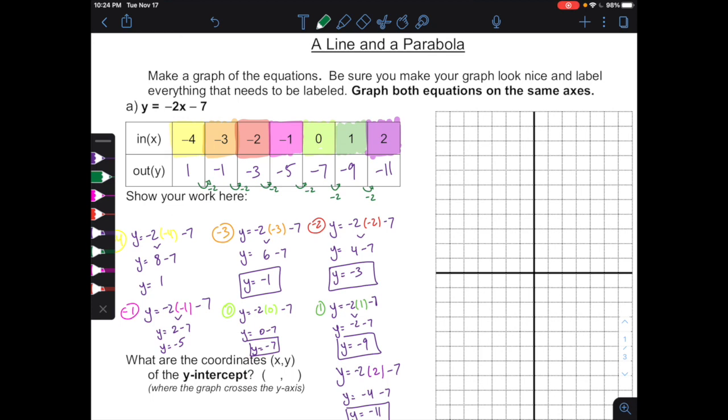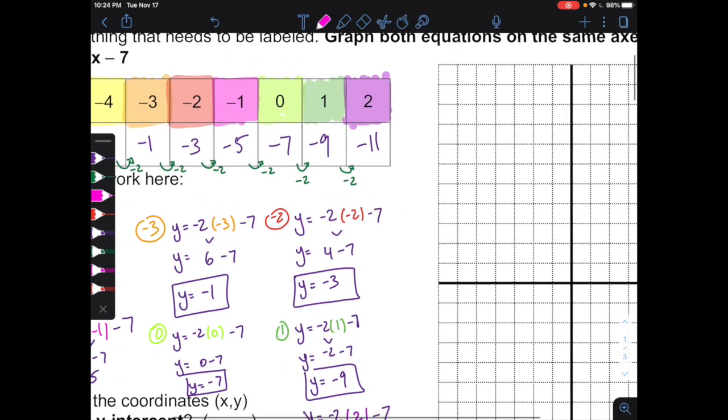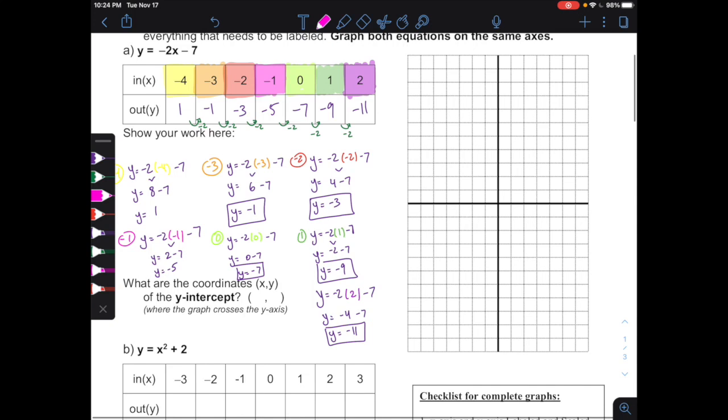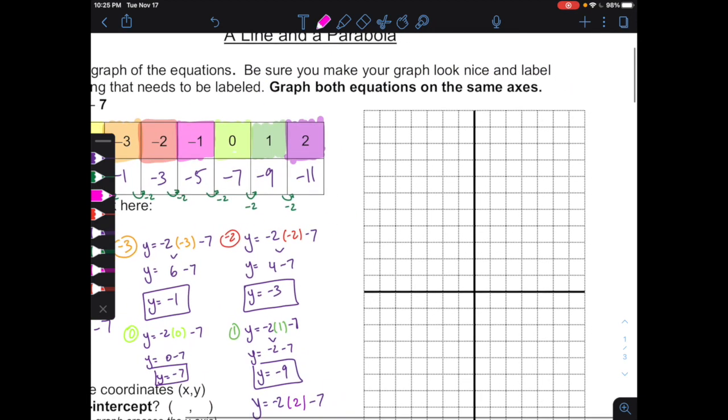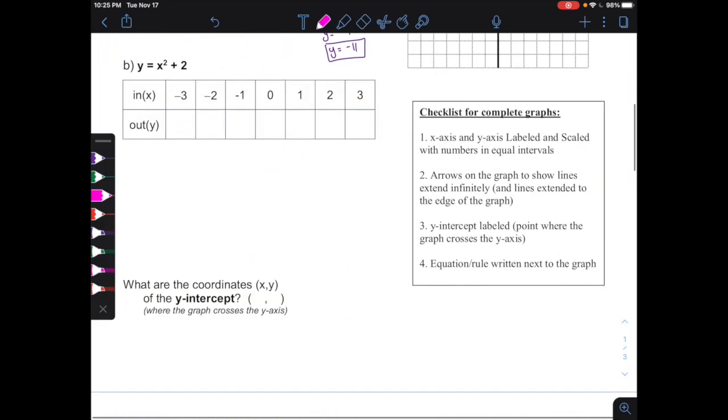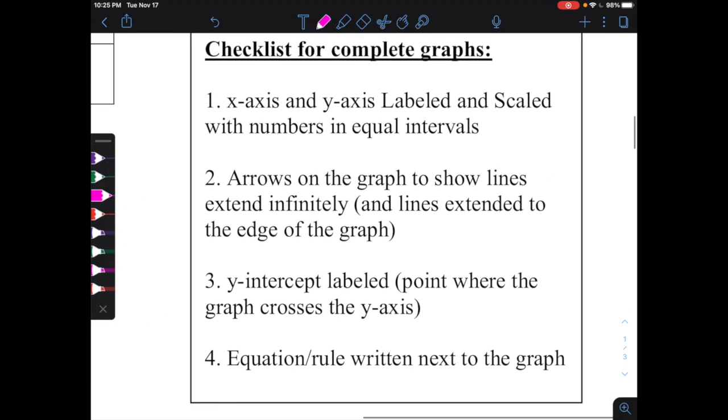To graph this, I'll go ahead and take each point and plug it in. Now here, I want you to notice that there are some things that are not labeled. In the directions, it says make sure that your graph looks nice and label everything that needs to be labeled. So right now I'm going to tell you the things I want you to label. Okay, let's take a look down here. The things I want you to label are your x and y axis, and they need to be scaled with numbers in equal intervals.